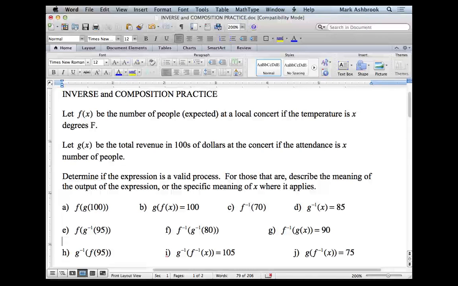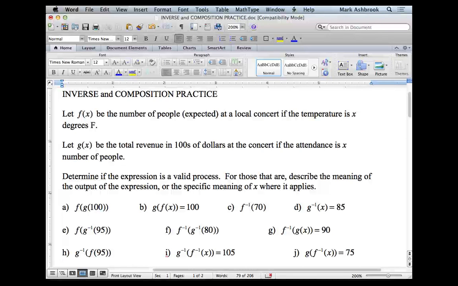Okay, we'll motor through as many as we can. A, valid or not? No, because the output of G is revenue, and the input of F is temperature. F says, nope, I don't take revenue, and it rejects it, no meaning. Okay, this one. Does it make sense?